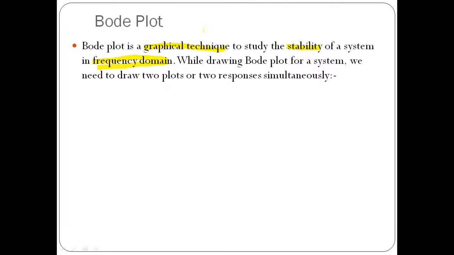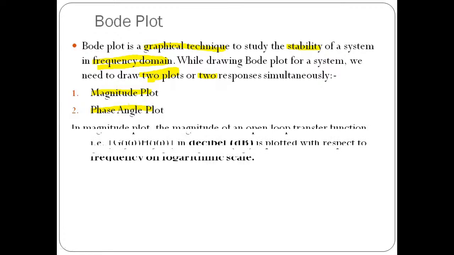And whenever we are trying to draw the Bode plot for a given system, ultimately we need to draw two plots simultaneously. The first plot is called the magnitude plot, and the other one is called the phase angle plot. So when I say that we are drawing the Bode plot for a system, we need to draw two plots simultaneously. The first one is the magnitude plot, the second one is the phase angle plot. That is important.